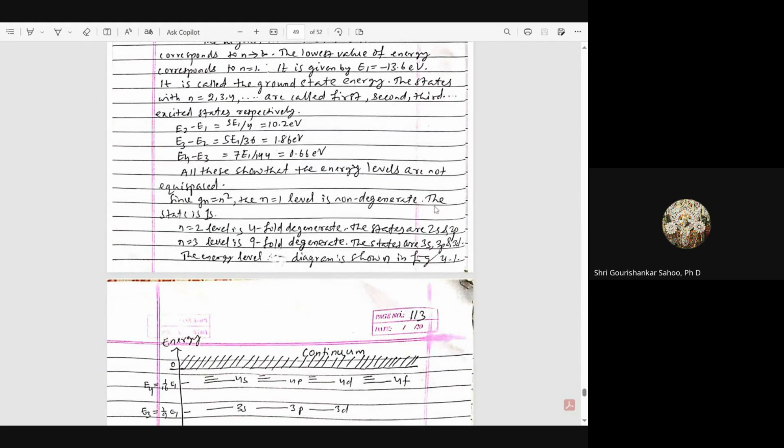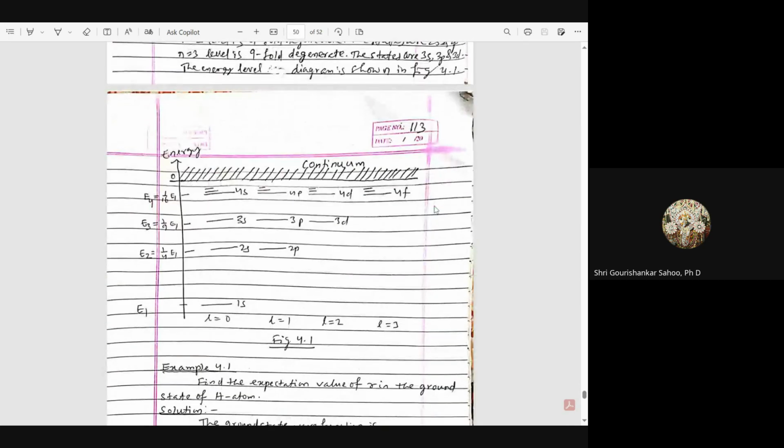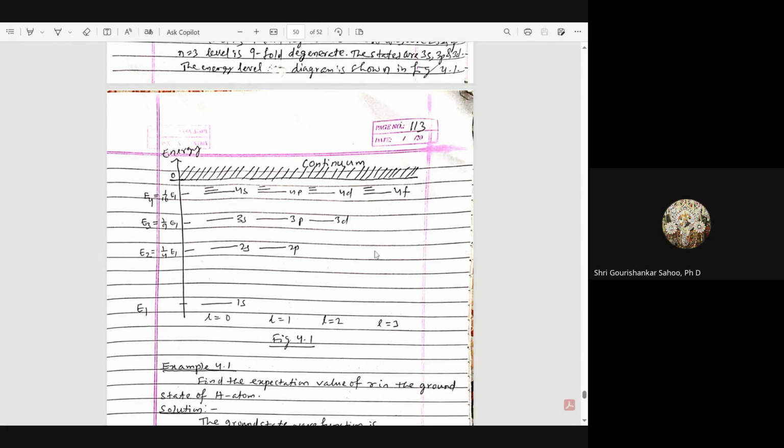And n is equal to 2 level is 4-fold degenerate, n is equal to 3 is 9-fold degenerate, and so on and so forth. And this can be shown as shown in the screen, E1, E2, E3, E4. So in a hydrogen-like atom, the energy levels are not equispaced, but in a harmonic oscillator, the energy levels are equispaced.